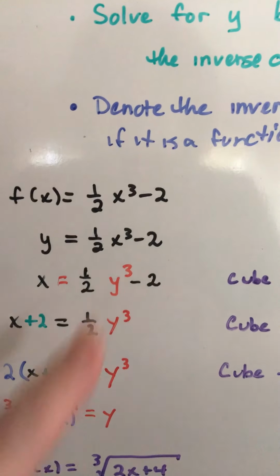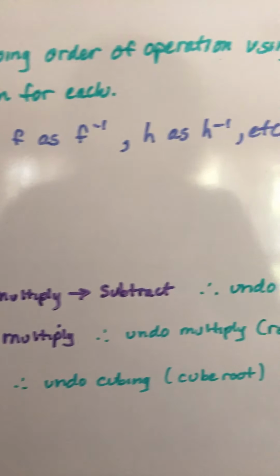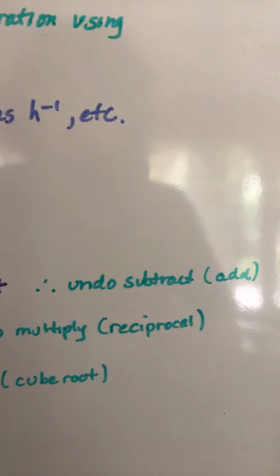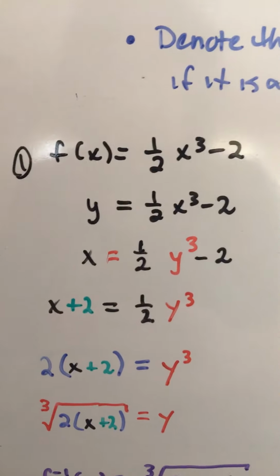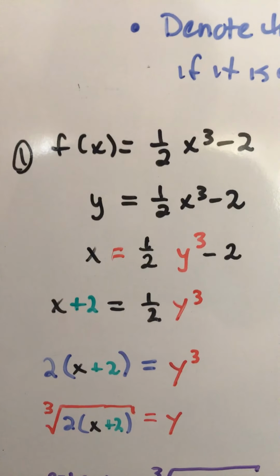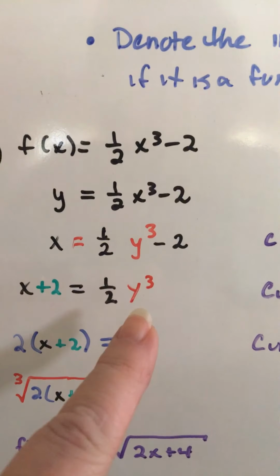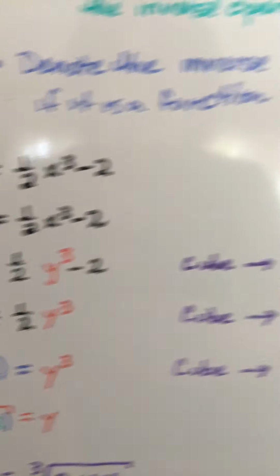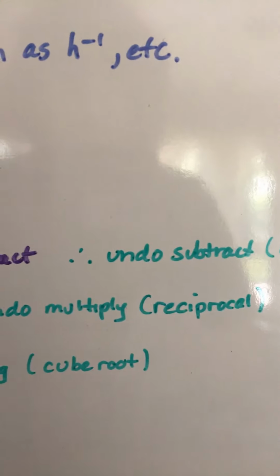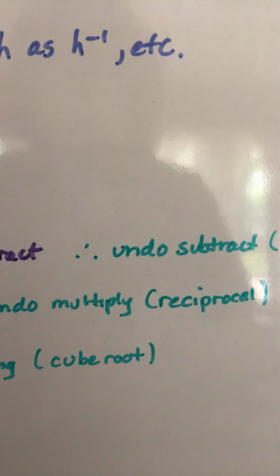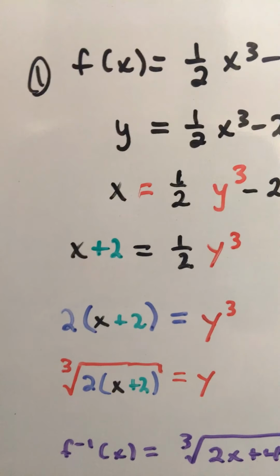Well, what's order of operation? It would be cube, multiply, subtract. Cube, multiply, subtract. So therefore, I need to undo subtract, which would be adding. So I add 2 to both sides, and now I have x plus 2 equals 1/2 y cubed. Again, I'm solving for y. What's order of operation? Cube, multiply. Last thing out of my mouth was multiply, so I need to undo multiply. And I will use the reciprocal of 1/2, which is 2. So I multiply both sides by 2.